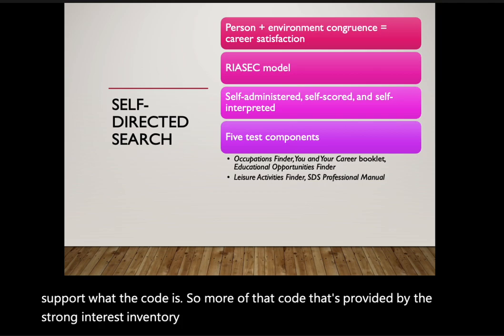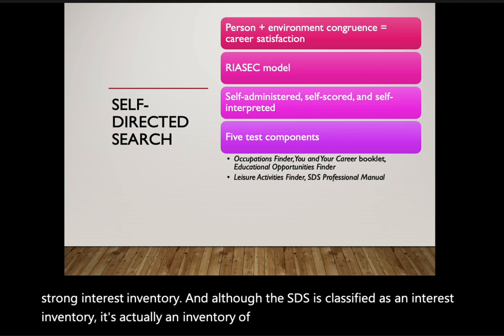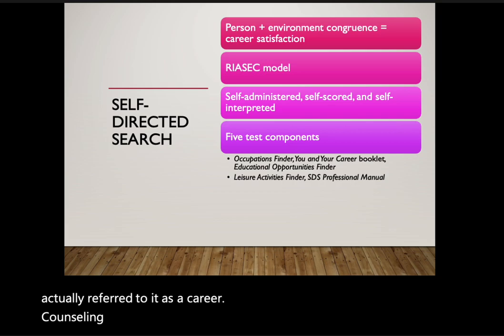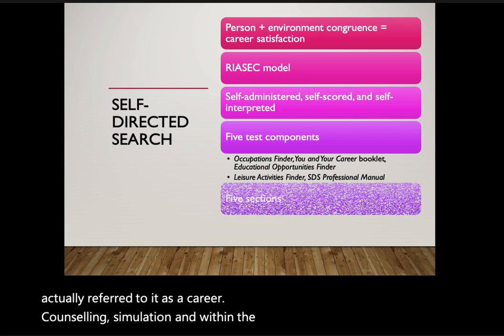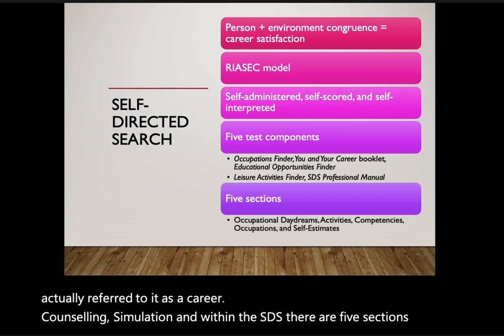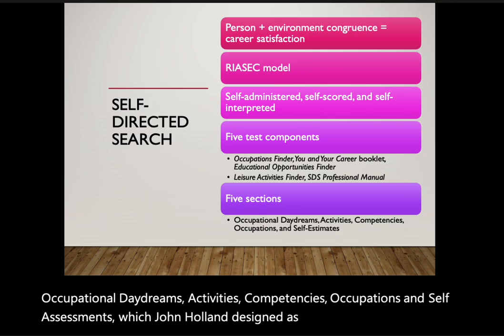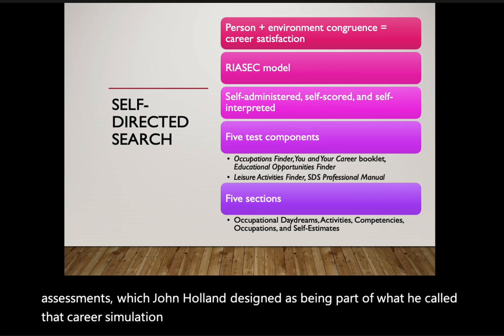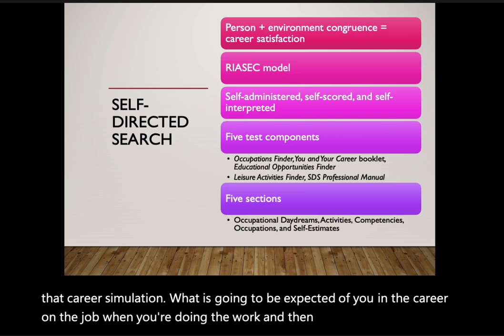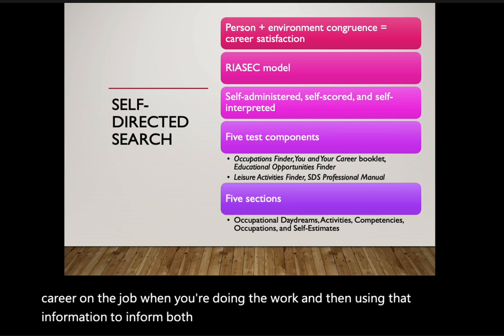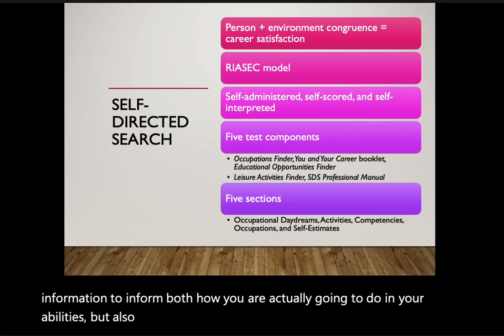And although the SDS is classified as an interest inventory, it's actually an inventory of both interests and abilities. Holland actually referred to it as a career counseling simulation. And within the SDS, there are 5 sections: occupational daydreams, activities, competencies, occupations, and self assessments, which John Holland designed as being part of what he called that career simulation. What is going to be expected of you in the career, on the job, when you're doing the work, and then using that information to inform both how you are actually going to do in your abilities, but also how that maps to your interests.